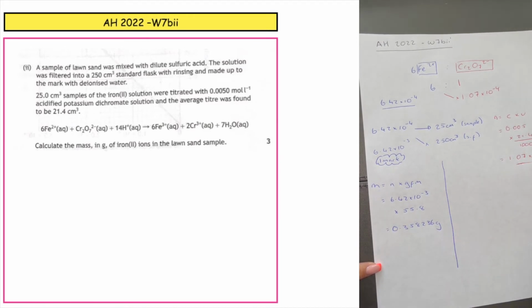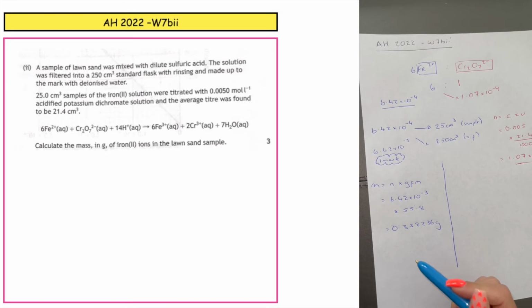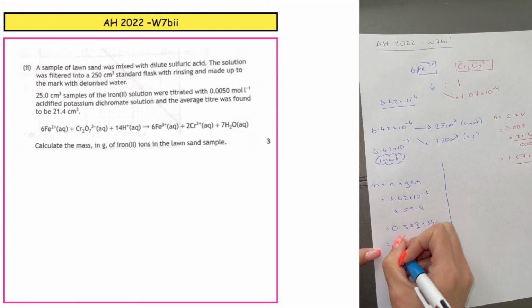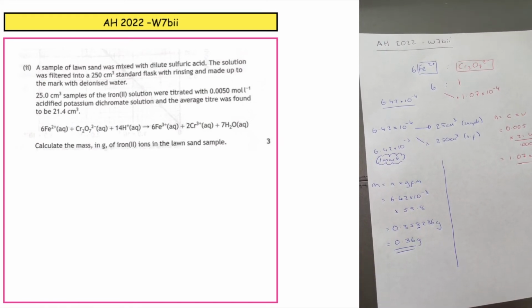I thought it was going to ask me for the percentage mass. What we have to do, however, is round to the correct significant figures. I can see that they've got 3 sig fig, so I'm going to use this as my rounder and round this to 0.36 grams as my final answer.